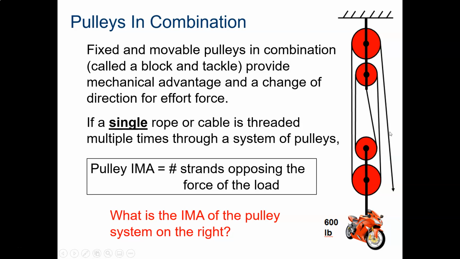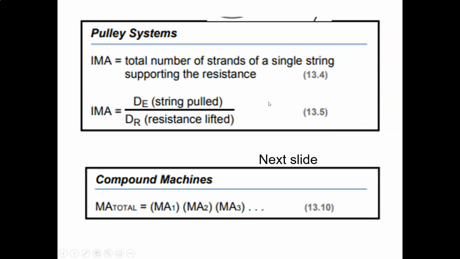This one isn't directly supporting the load. I mean, it is, but not according to the picture that we're looking at. So just the ones that are directly lifting up on the load. So 1, 2, 3, and 4. So this would have an ideal mechanical advantage of 4. So this is also on your equation sheet. The IMA for a pulley is the total number of strands supporting the resistance, which is what we just talked about.